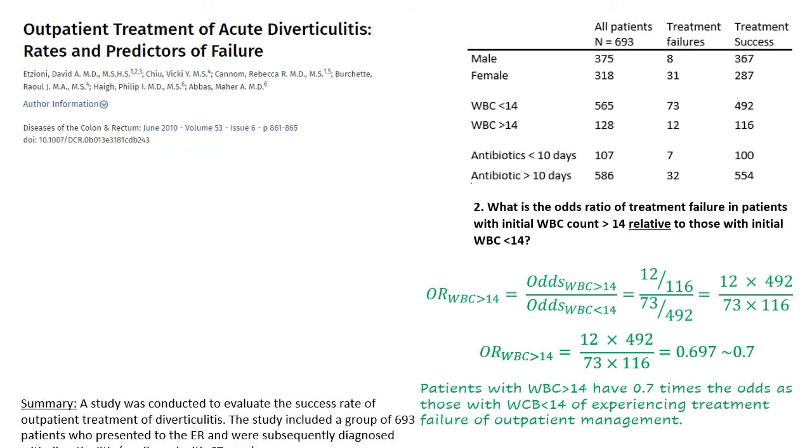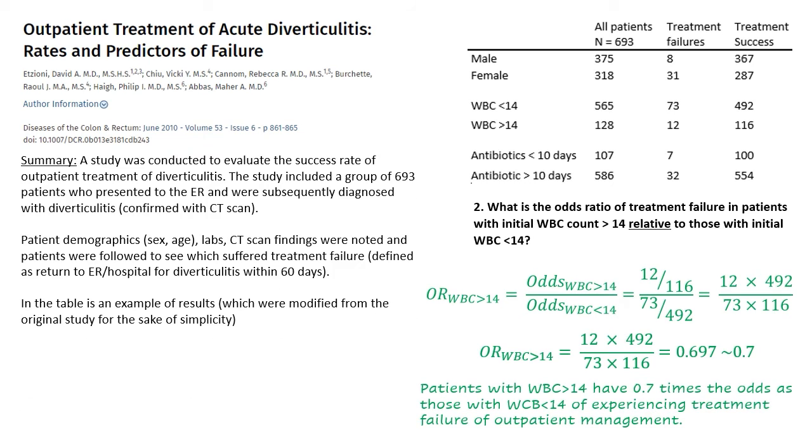Or, simply, patients with a white count greater than 14 are less likely to experience treatment failure than those with a white count less than 14. We can say this because this is a cohort study and because we're not using numerical descriptions of probability when interpreting this odds ratio.